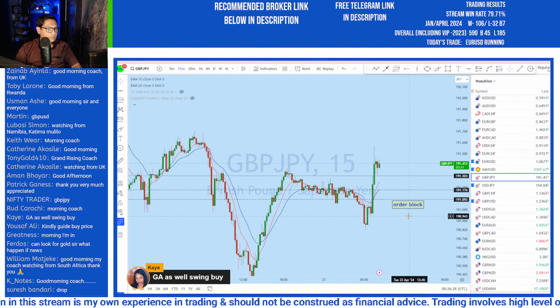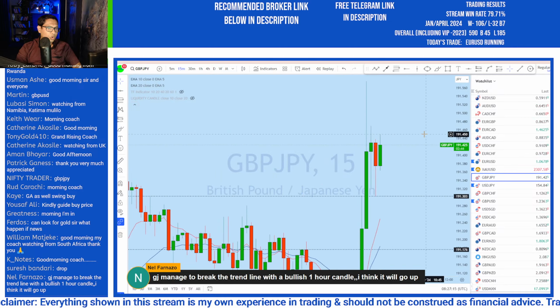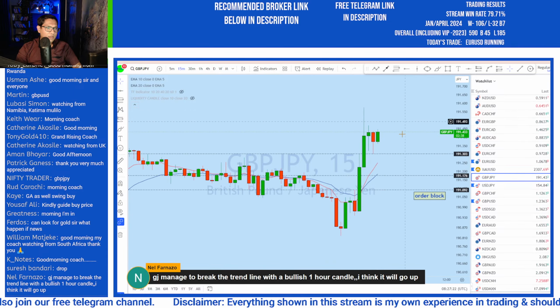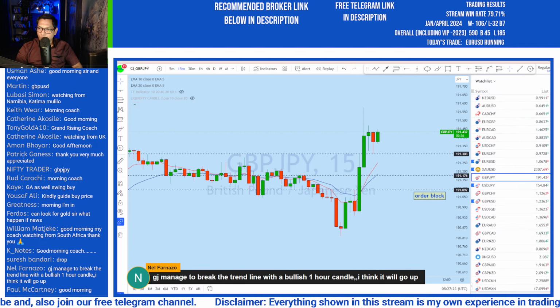Yeah, GJ managed to break the trend line with a bullish 1 hour candle. I think it will go up. Okay, so I got one trader who thinks that GJ will go up. So what do you think, which way is gold going? GJ moving up? I think that I was waiting for a spike. The price is still showing bullish. What do you think? Is GJ going up or down?